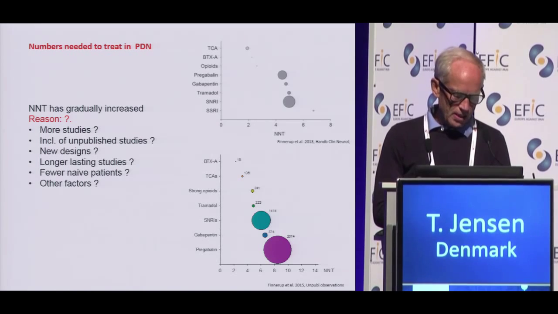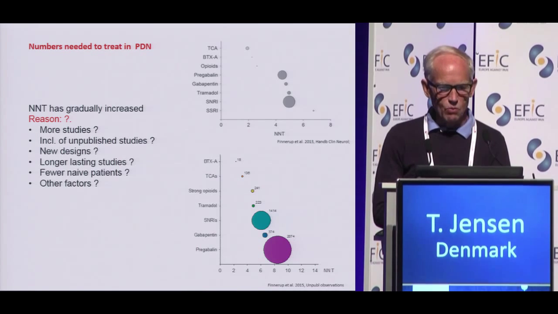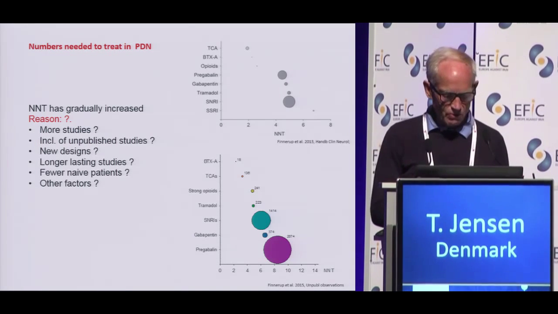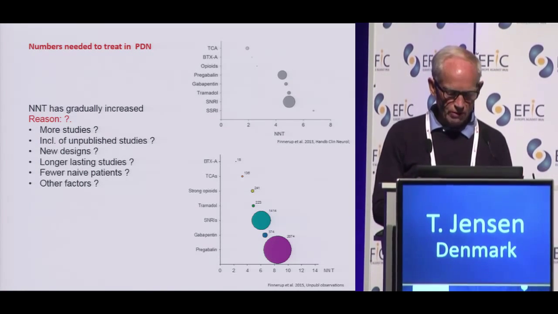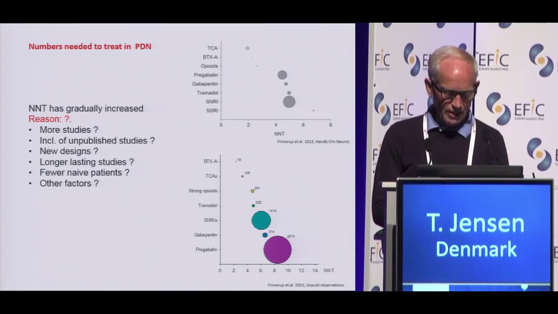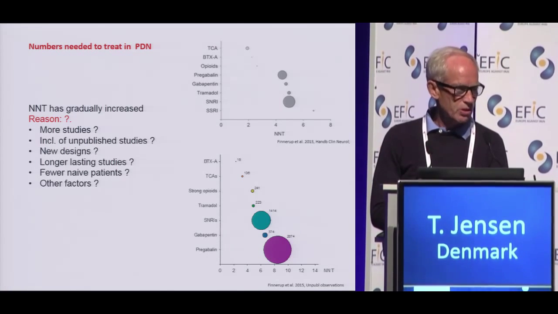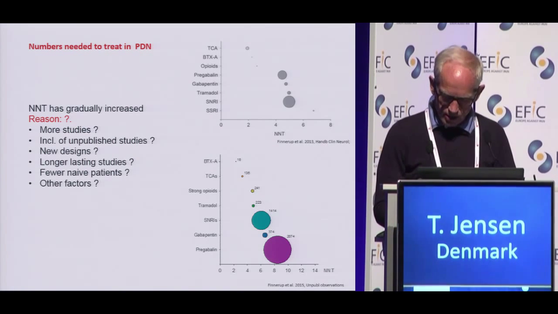What really is striking is that the NNT values are in fact increasing these years. We don't have a clear explanation why this is the case. We've just listed some possibilities here. There are more studies coming in, and some of the calculations are also based on unpublished data, so you might think some of these could in fact be negative studies, which would tend to increase the numbers needed to treat. But there can also be new designs and longer lasting studies which could account for this increase. Fewer naive patients may be available to us these days, and there may be other factors as well explaining this interesting increase in NNT values.